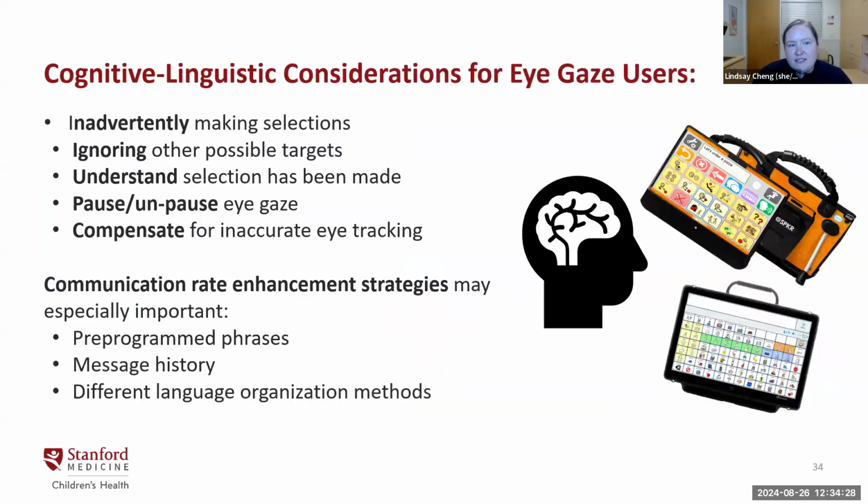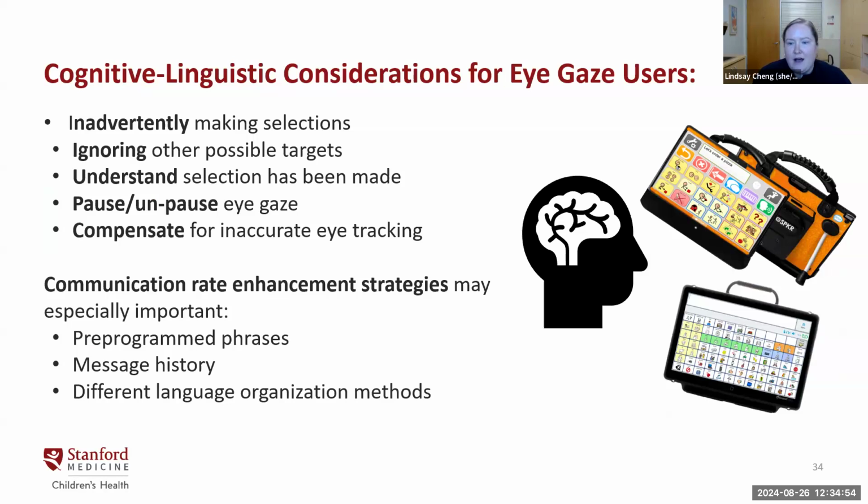Okay, so we've considered aspects of eye gaze like calibration, vision, and positioning. And Haley has briefly talked about just generally some of the demands that we might want to consider. So let's discuss this a little more in depth, the cognitive linguistic considerations for eye gaze users. Eye gaze involves unique cognitive demands. For example, the individual may need to visually scan the display without inadvertently making a selection.